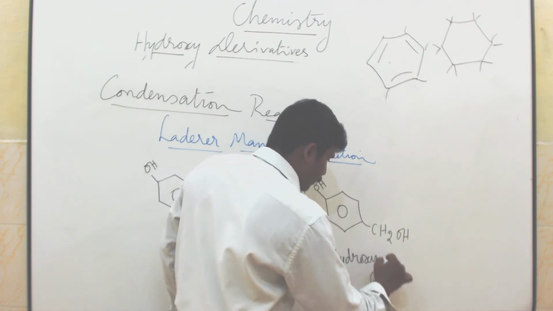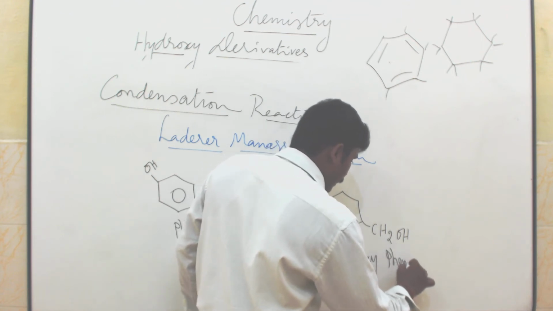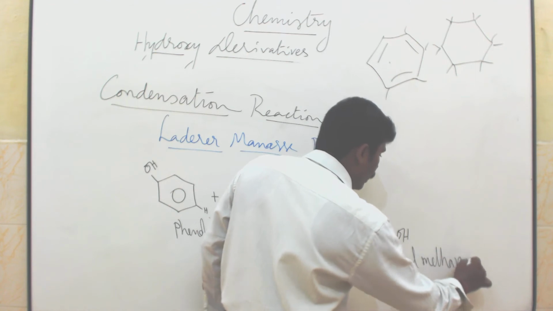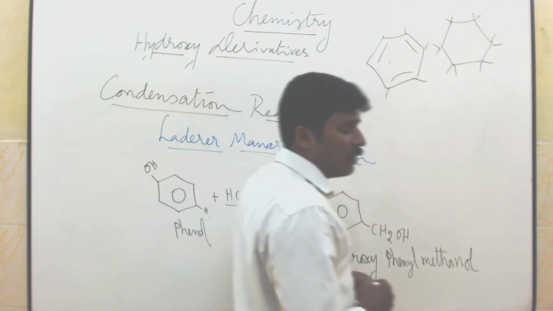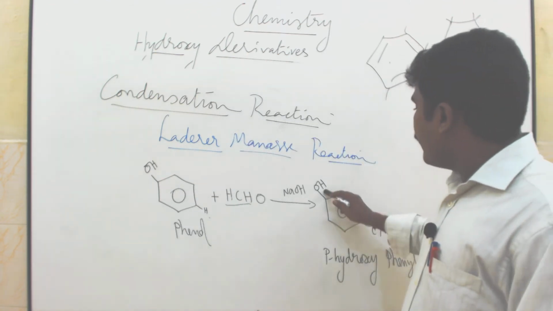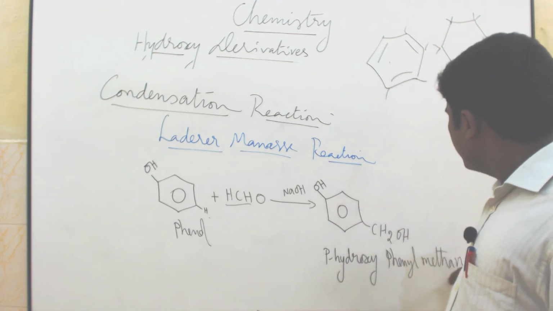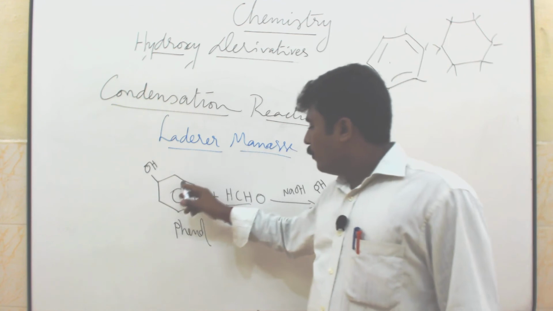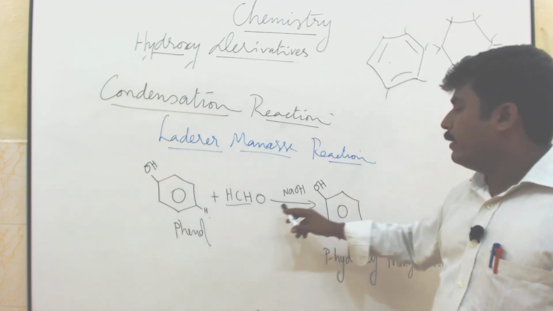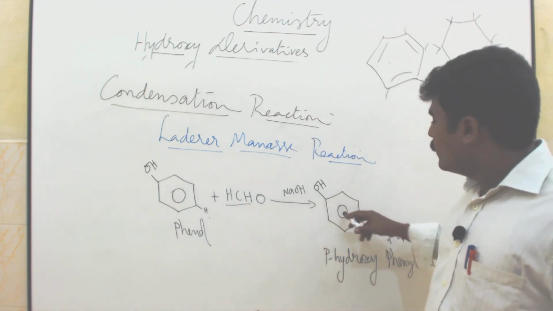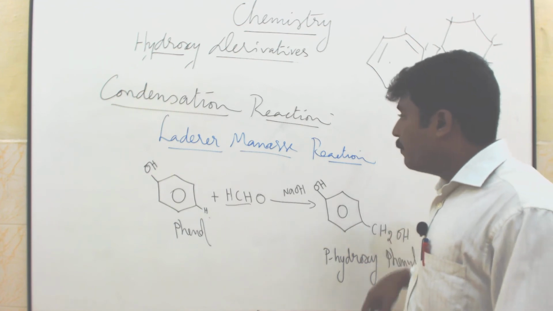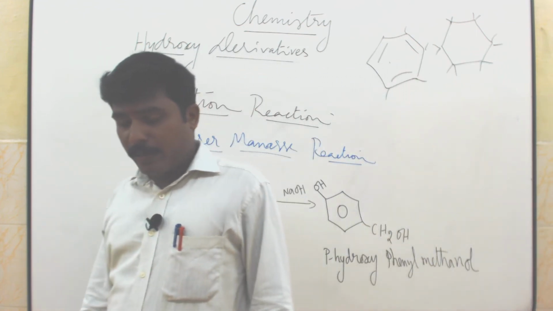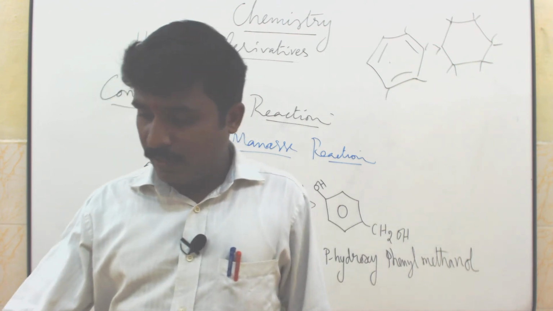Para-hydroxyphenyl methanol, with the ending -anol because it is an alcohol. Para-hydroxyphenyl methanol is the product name. So what is the Lederer-Manasse reaction? Phenol reacts with formaldehyde in the presence of NaOH, and the product is para-hydroxyphenyl methanol. This is one of the condensation products, namely the Lederer-Manasse reaction.